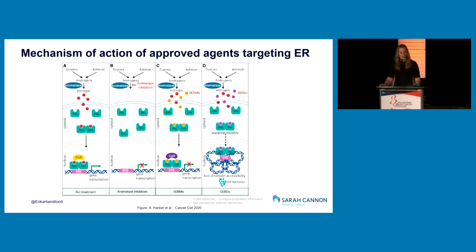signaling. For the SERMs, this really is an estrogen-mimicking agent, so it binds the estrogen receptor, and in some tissues this has agonistic activity, and in some tissues it's antagonistic, so it really causes conformational changes there. And in terms of SERDs, again, this is a molecule that binds the estrogen receptor, but really flags it for degradation and ultimately ER turnover within the cell.